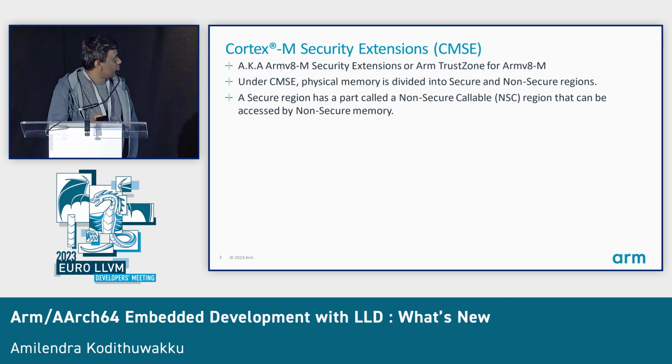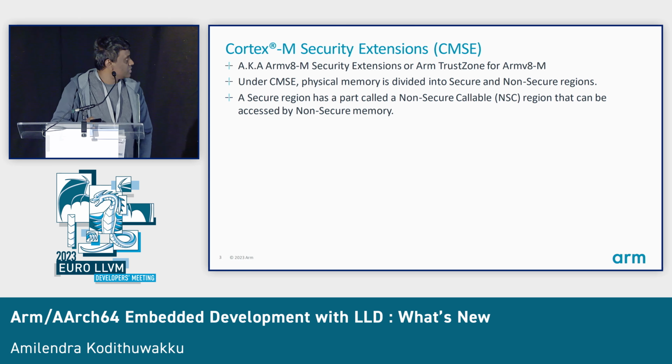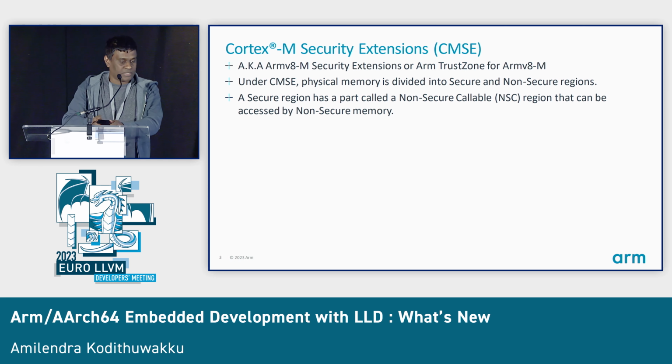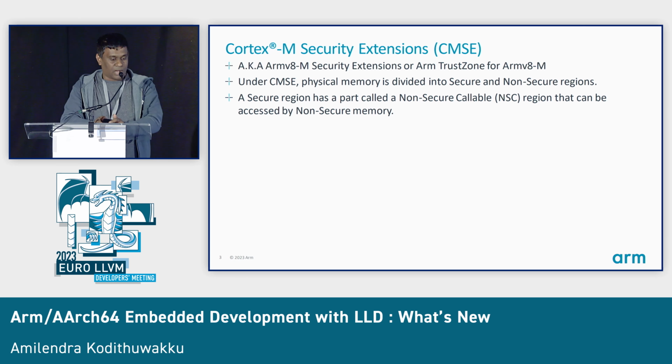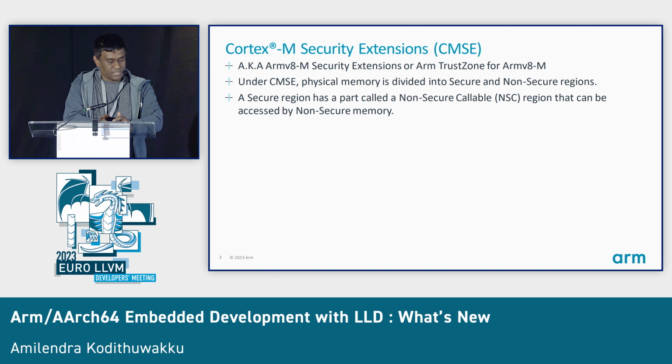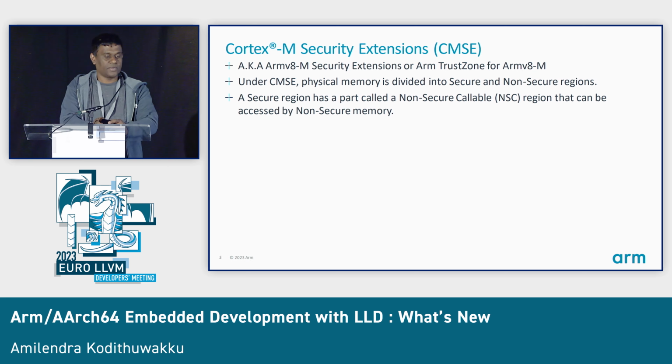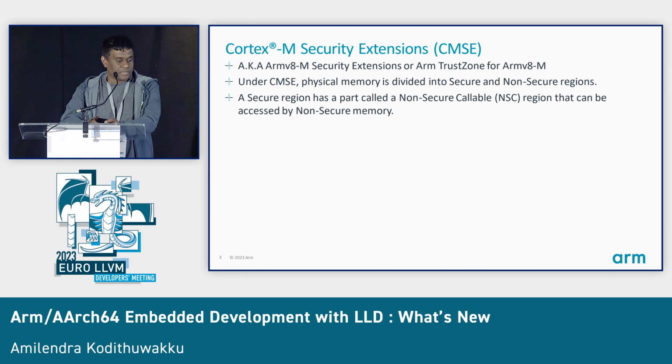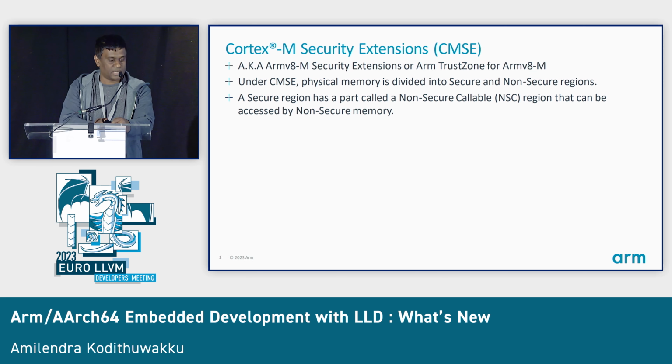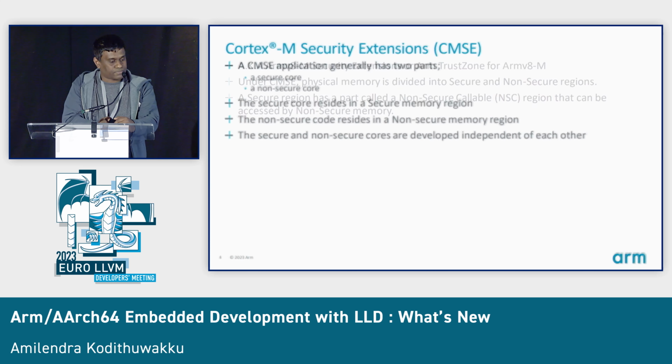The first is CMSE, which is an abbreviation for Cortex-M Security Extensions. It's also known as Armv8-M Security Extensions, so ARM TrustZone for Armv8-M. Under CMSE, security is achieved by dividing physical memory into secure and non-secure regions. The secure region also has a part called the non-secure callable region that is used to access functionality or resources in the secure region by the non-secure memory.